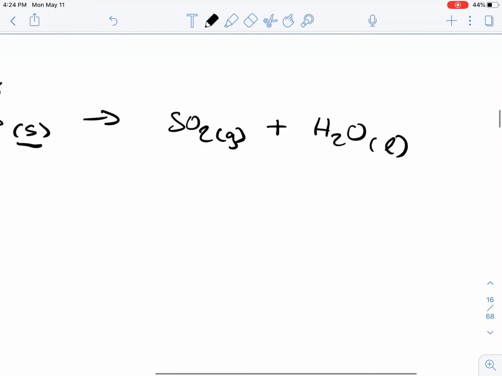So for SO2, the only element that we know of in terms of its oxidation number is going to be oxygen. And so the oxidation number for oxygen is -2. For this sulfur, we actually do not know.